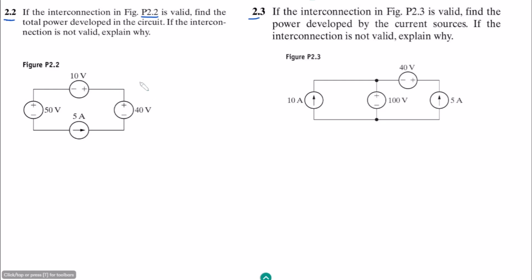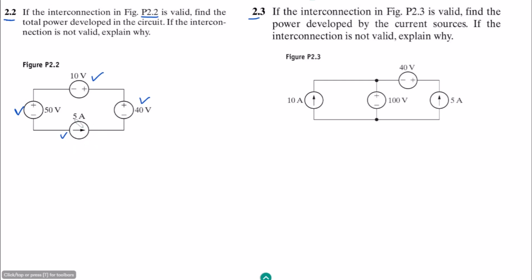Okay, so if this is a valid electric circuit, we have to find what? We have to find the total power developed. In order to find the total power developed, we have to see which sources are developing the power. So here we have this 50 volt source, 10 volt source, 40 volt source, and 5 ampere current source. All of them are basically independent sources.